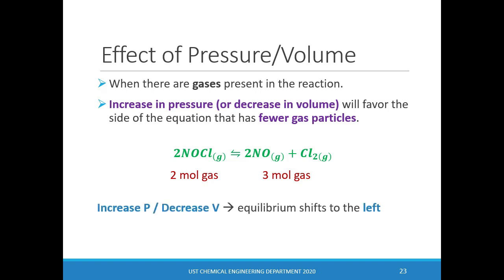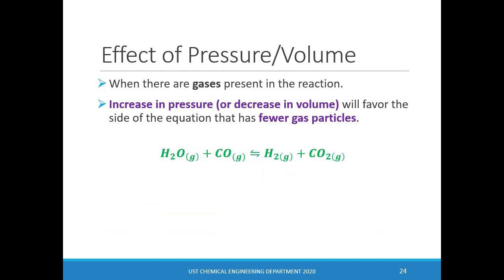Increasing the pressure or decreasing the volume will shift the reaction to the left to produce fewer particles by combining NO and Cl2. In contrast, decreasing the pressure or increasing the volume will shift the reaction to the right to create more particles to increase the pressure towards equilibrium. Let's consider this next reaction.